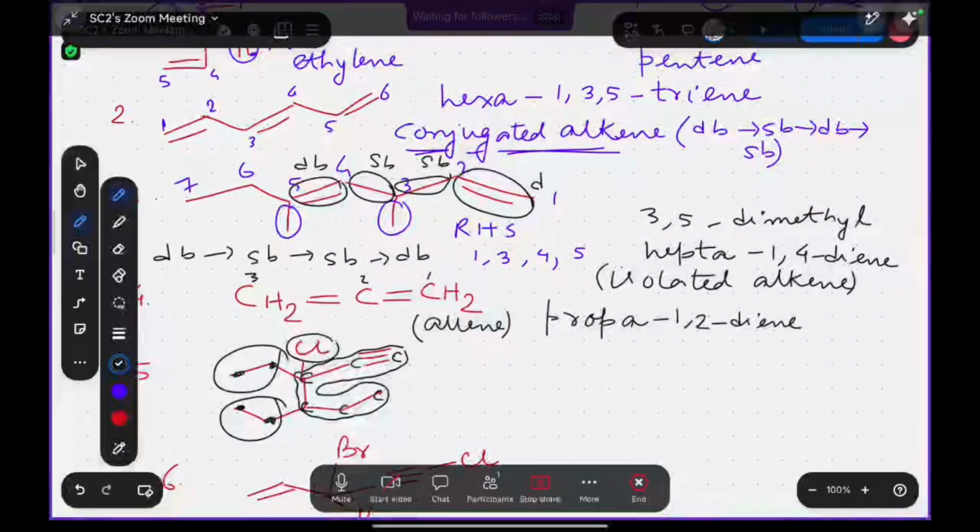So let's start the numbering first. How to do the numbering? Numbering will be done in this way: 1, 2, 3, 4, 5, 6. This is the numbering. So what does it become? At the third position, we are having chlorine. You try the other way around and see if a lower locant is possible. So what do we get? At the third position, we are getting chlorine, and at the third and fourth positions, we are getting the ethyl groups.